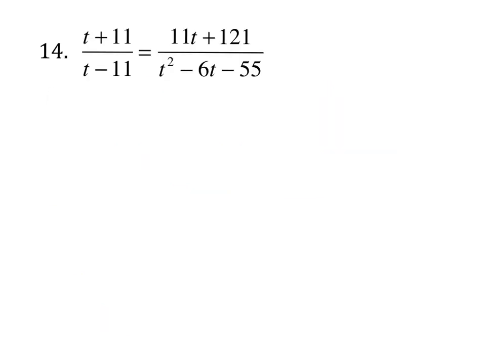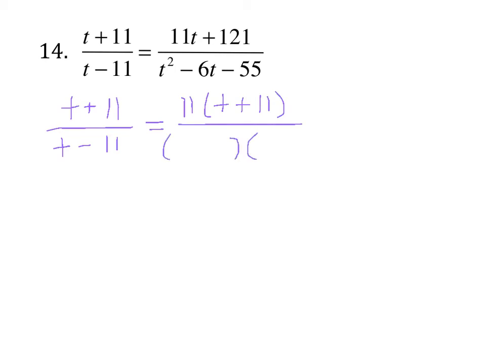In 14, you'll notice that we have some huge polynomials that we're working with. So if we cross multiply, we're going to end up with really big numbers. So what we can do is factor the second term and see if that allows it to be a little bit easier. So if you notice the top, we have 11t plus 121. We could take out an 11 and turn that into t plus 11.